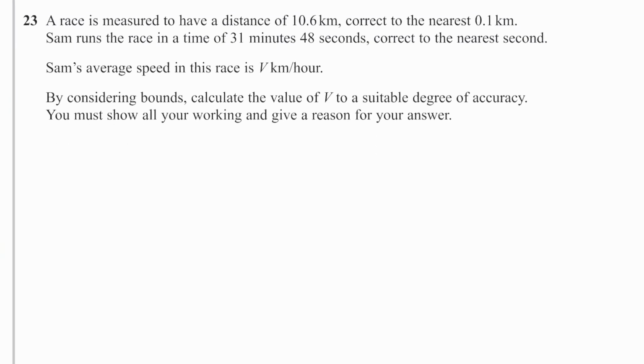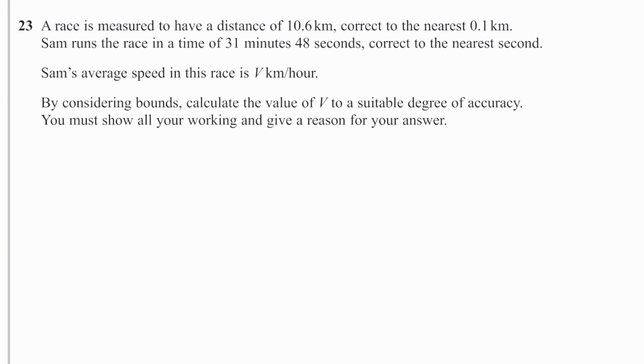And then 23, a race is measured to have a distance of 10.6 kilometers, correct to the nearest 0.1 kilometers. Sam runs the race in a time of 31 minutes 48 seconds, correct to the nearest second. Sam's average speed in this race is v kilometers per hour. By considering bounds, calculate the value of v to a suitable degree of accuracy, and you must show all your working to give a reasonable answer.